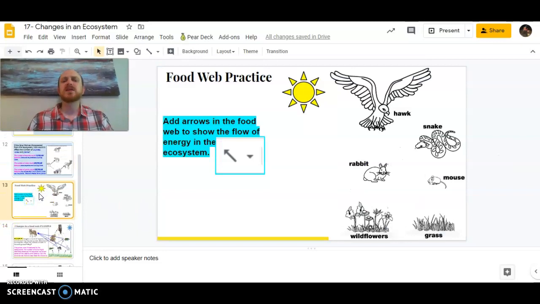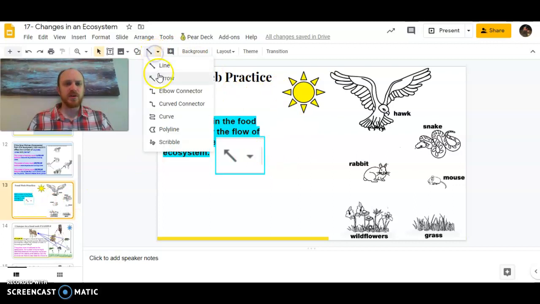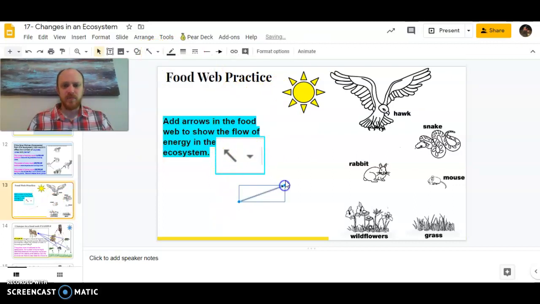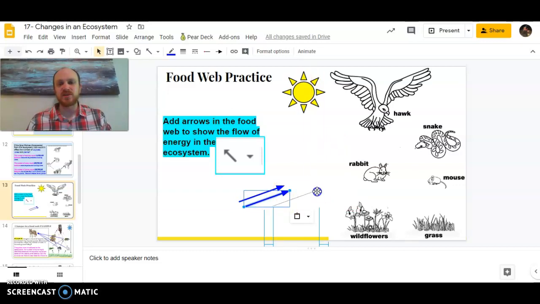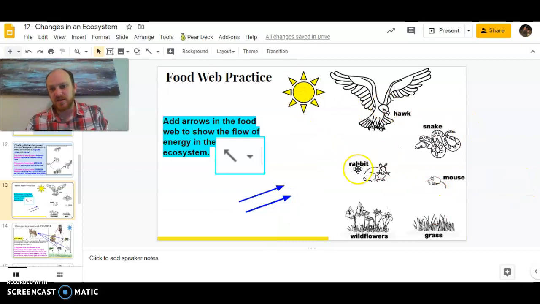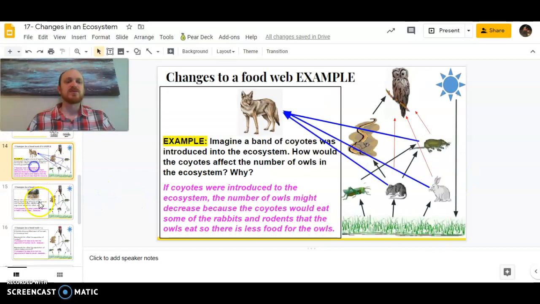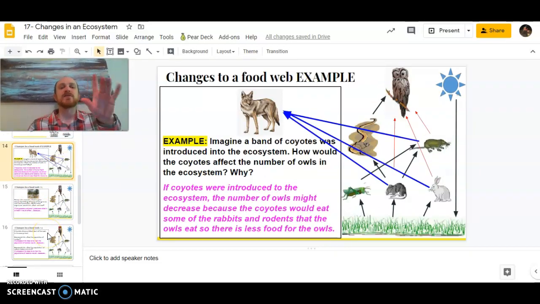Here's another food web practice. We did one last time. I want you to grab this arrow. I'll throw one in here for you. Let's not make it pink this time. Let's make it blue. Grab this arrow. You can hold control with your pinky, hit C, and then control V will paste it, and you can paste as many as you need and show me all the arrows that you want to show all the connections between the sun, the hawk, the snake, rabbit, mouse, grass, and wildflowers. Okay, so here's one more example, and then I'm going to give you 5 of these to do by yourself.